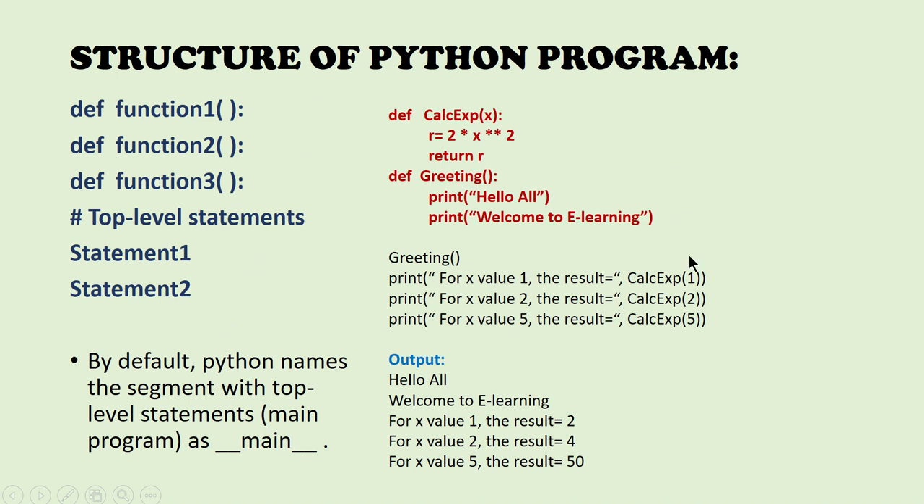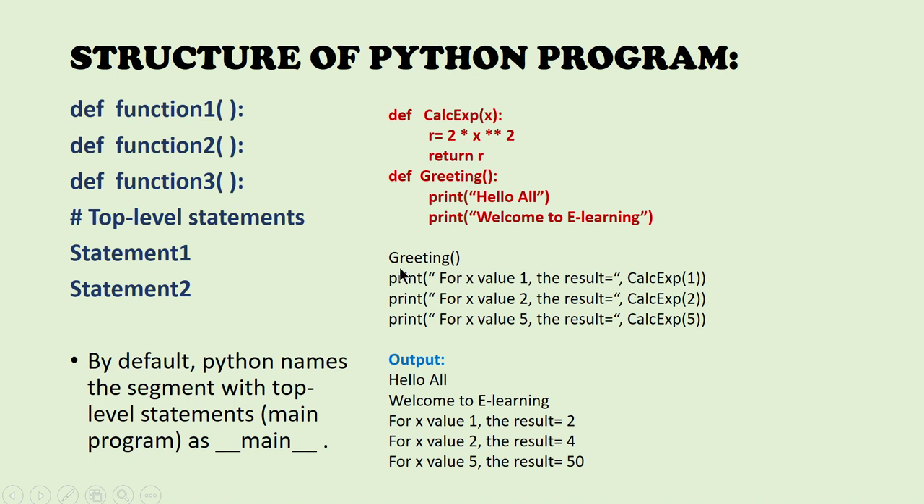Now look at this particular example. Here I have used two functions, both of which we have already discussed. The first function is calc expression, to evaluate 2x squared. You already know this function. The greeting function just displays a greeting message. These two are function definitions. After the function definitions, these are the top level statements. When you execute the program, the execution starts from the top level statements. What the execution order and flow of control are, we will discuss in the next session. For now, just understand that these are all top level statements.